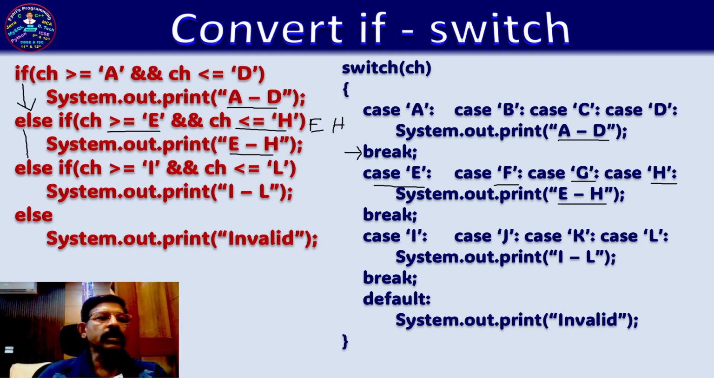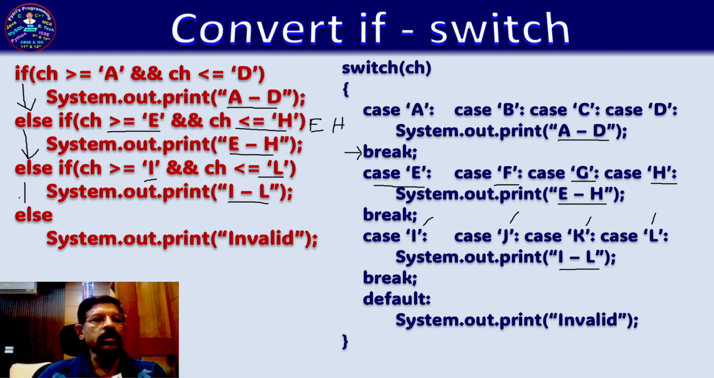If it is false, then it is checking again. So that's why else if CH is greater than equals to I and CH is less than equals to L, what is the range it is generating? I to L. So that's why in case constant I will apply I, J, K and L, where all are included, and I will display I to L over here because in the if condition it is displaying I to L. So in switch case also I will display I to L.